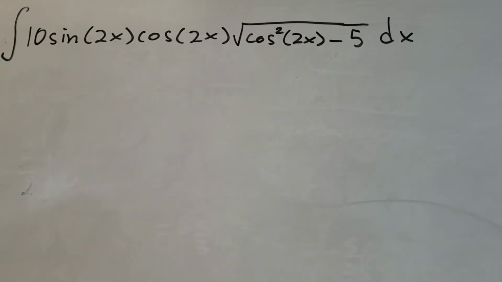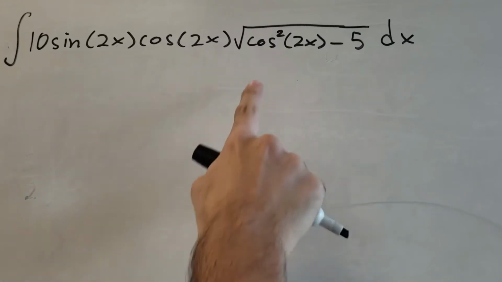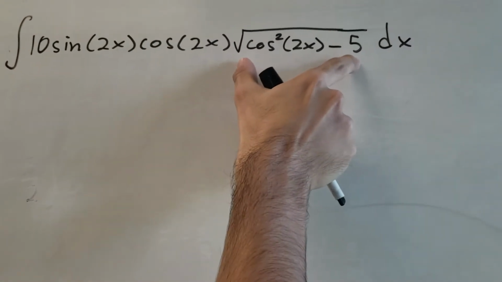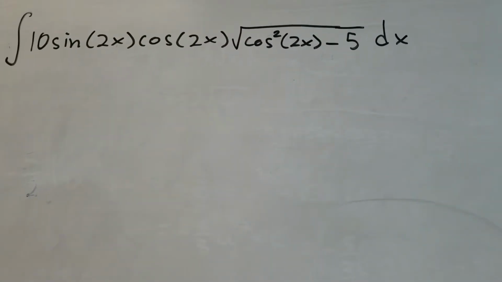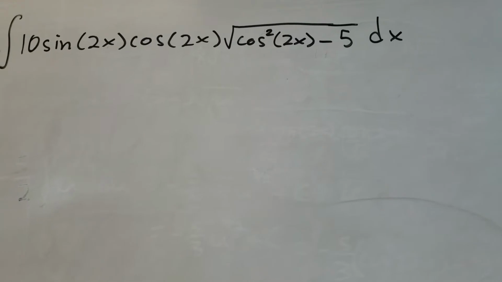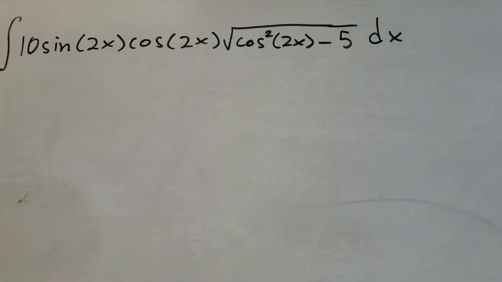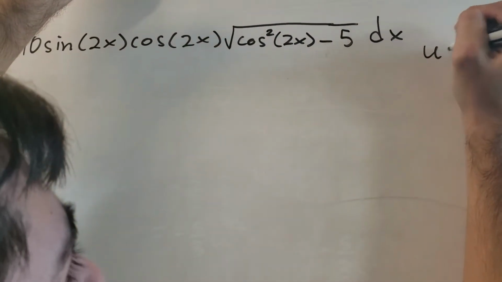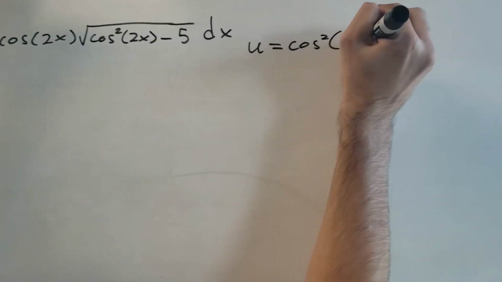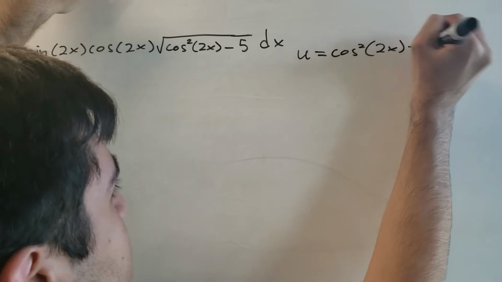Now, like I said, usually when we pick u, we want to pick something on the inside of something else. In this case, the cosine squared of 2x minus 5 is inside this square root. Because it's inside of something, it's a very good candidate for picking u. So our u is going to be cosine squared of 2x minus 5.